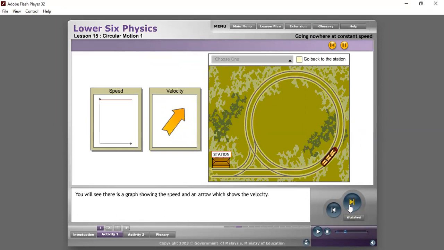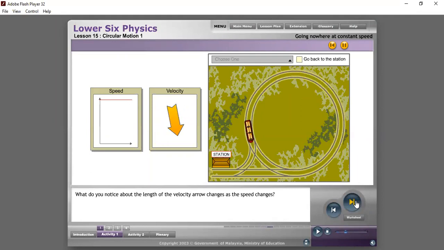You will see there is a graph showing the speed and an arrow which shows the velocity. Why don't you need an arrow for speed? Answer. Speed is a scalar quantity. It has magnitude, size, but no direction. Why do you need an arrow for velocity? Answer. Velocity is a vector quantity. It has magnitude and direction.